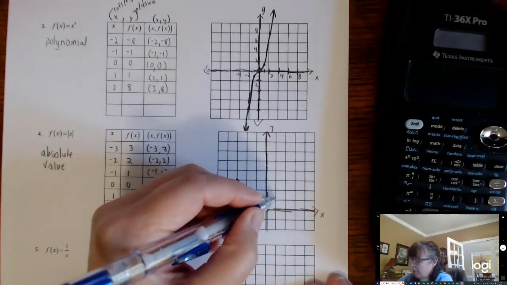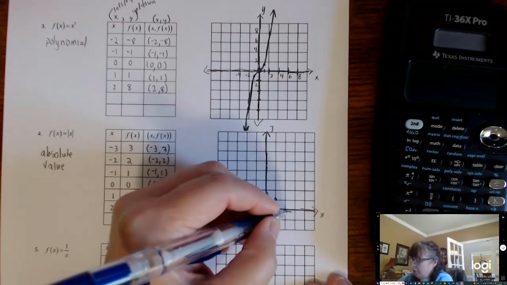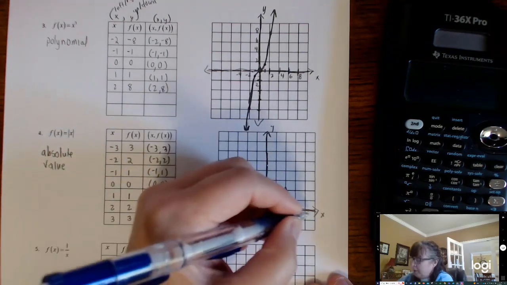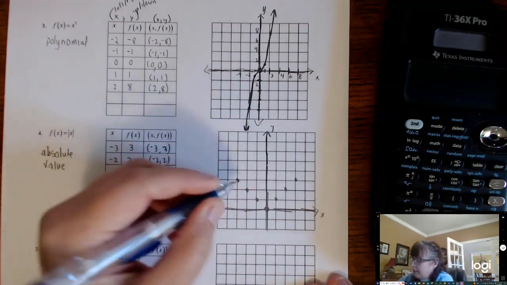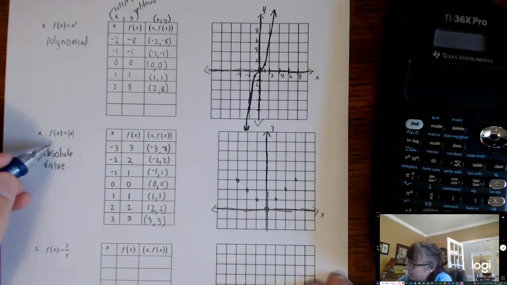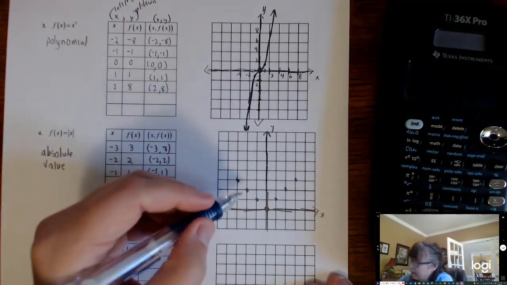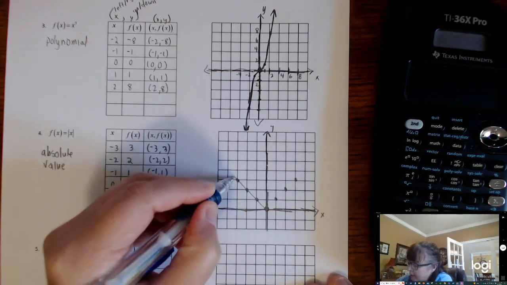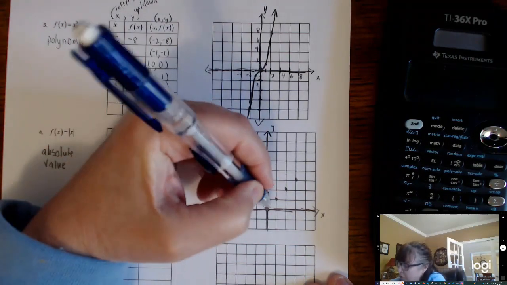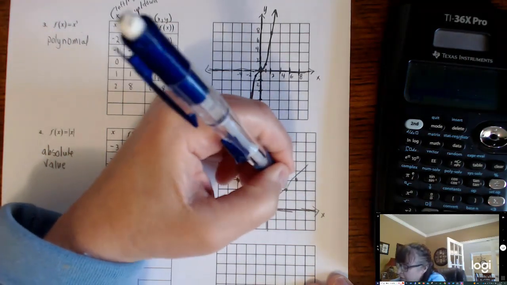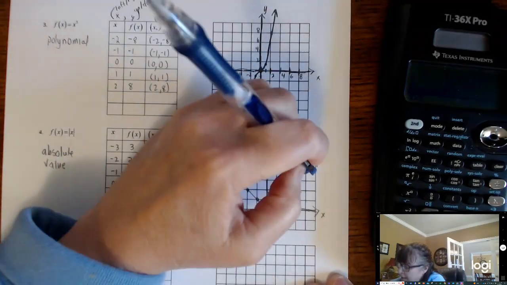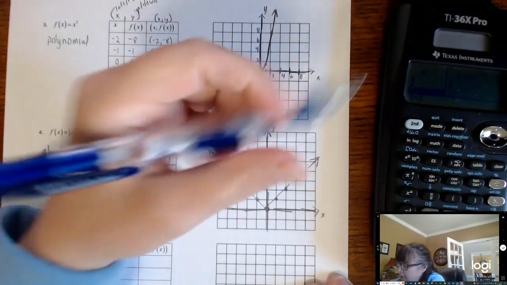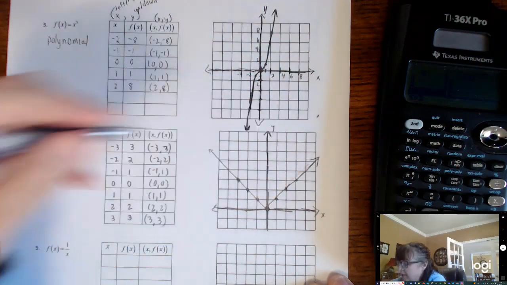1, 1, over 1, up 1. 2, 2, over 2, up 2. 3, 3, over 3, up 3. And this is a function. There's an infinite amount of points, so you want to extend it past the points that you plotted and make sure you put arrows at the end so that you can let everybody know this function goes on forever and ever.